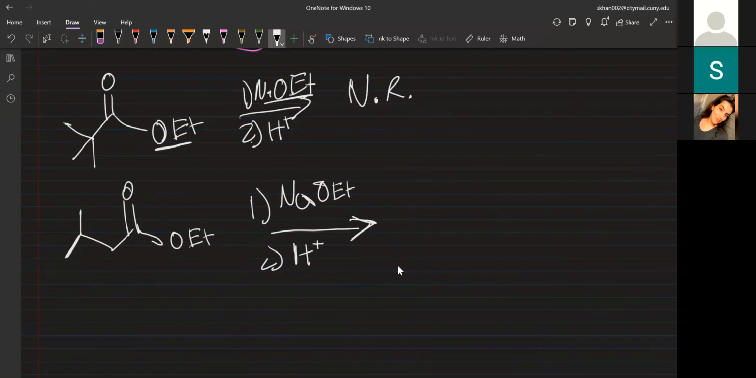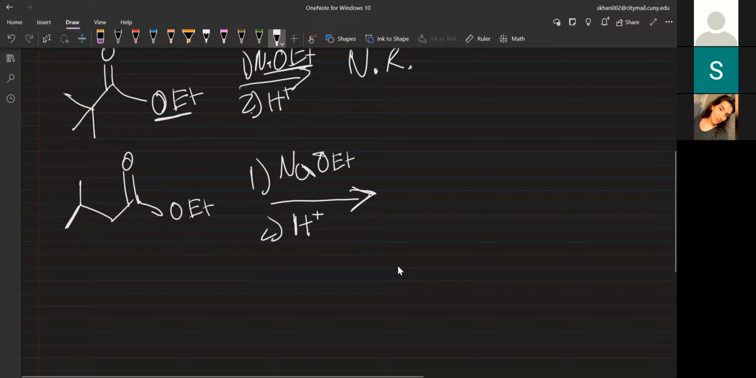The whole point is understanding that this kind of chemistry occurs mainly because of the acidity of your alpha hydrogen. There are 3 methyl groups. It's a tert-butyl group. There's no hydrogens. They're all at beta positions. Therefore, you're not going to have any sort of reaction here. The second one, you do have 2 alpha hydrogens, right?